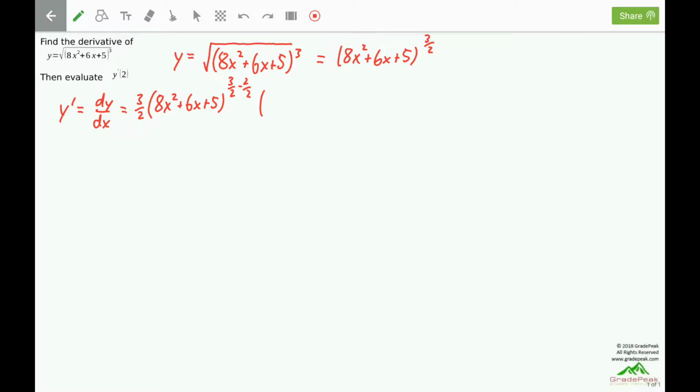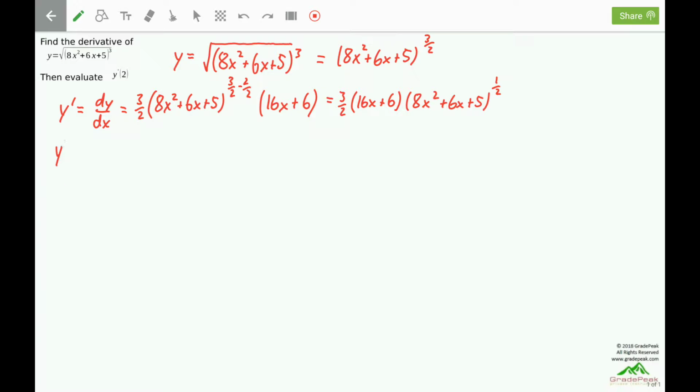The derivative of the inside, 8x squared, will be 8 times 2, 16x to the first power. The derivative of 6x will be the constant 6. The derivative of 5 will be a 0. That's the chain rule. The 16x plus 6 can be written out front with the 3/2. And we will have the 8x squared plus 6x plus 5 to the 3 minus 2, which is 1 over the 2, 1/2 power.